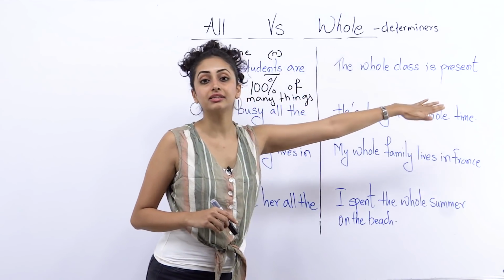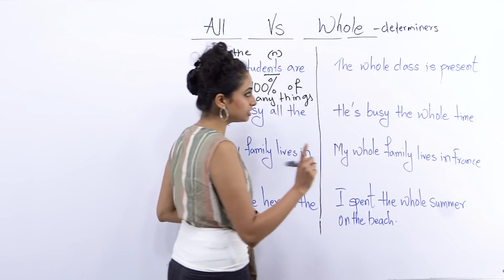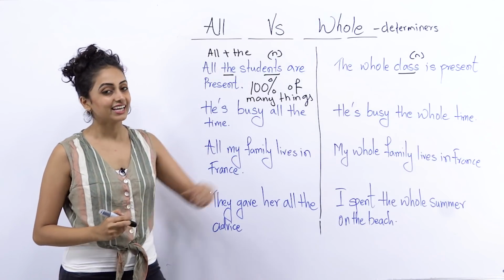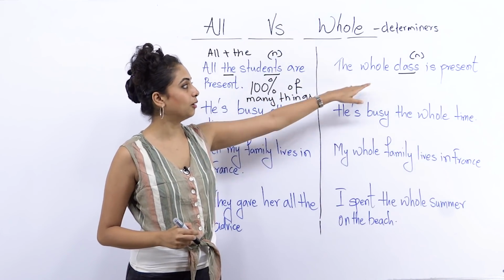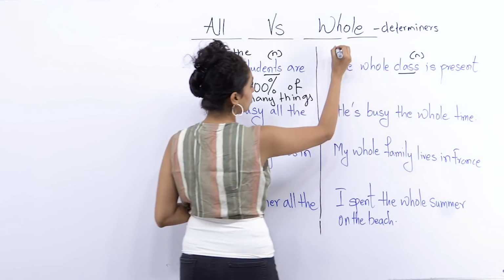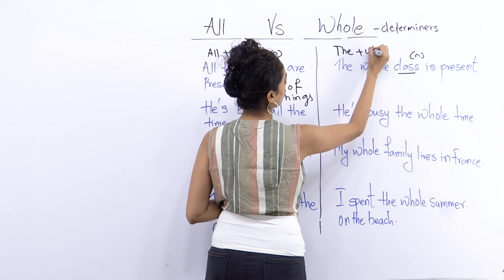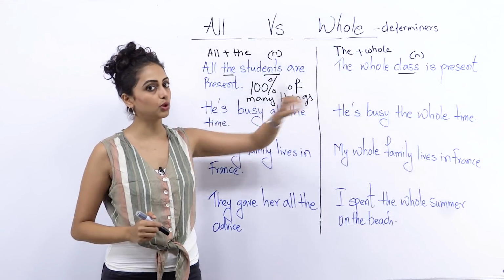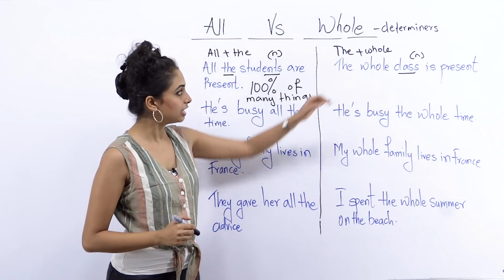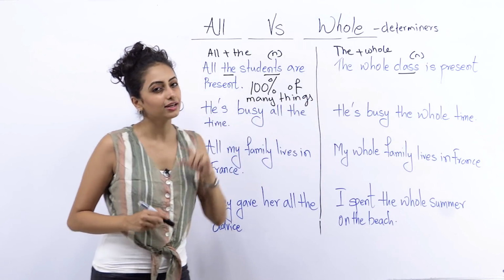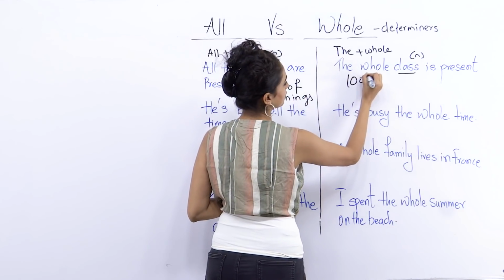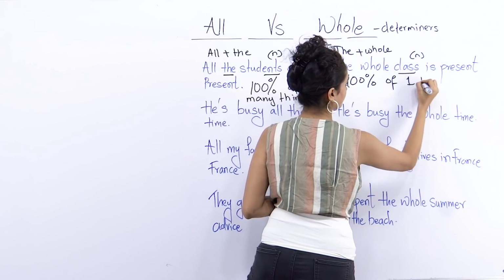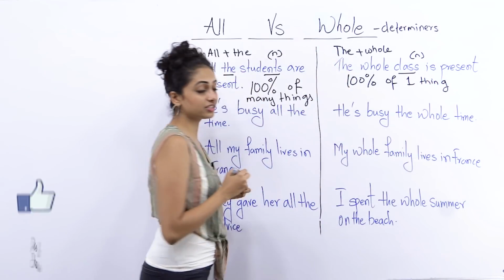Now, I'm going to make sure that I will compare the same sentence right over here. The whole class is present. Do you see the difference? First of all, the noun over here. Okay, but in this case, the article has come before the determiner. So, article plus whole. Whenever we use the word whole, the article will always come before that. Now, when we speak about whole, it actually means 100% of one thing.